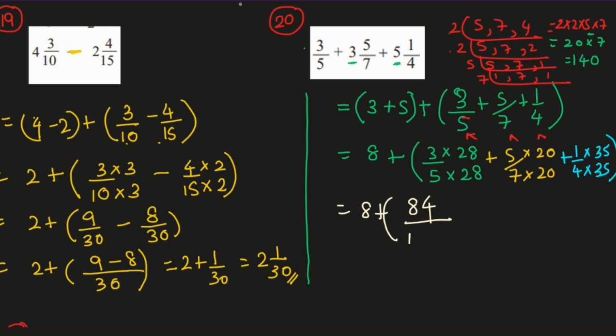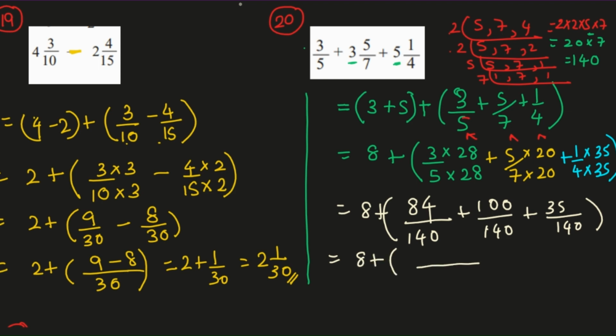Right, no? Then 140 plus 35 divided by 140. Then the answer is what? 8 plus the common denominator is 140. Then 84 plus 100 plus it's 35.